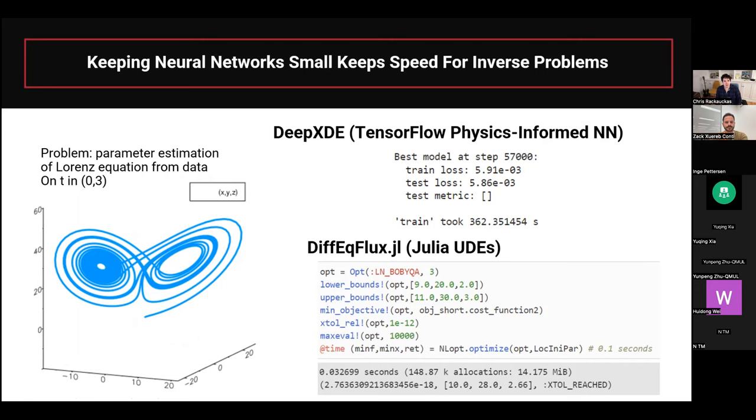So here, for example, I think this is 10,000 times faster than DeepXDE for learning the parameters of a Lorenz equation, right? And that's using the tutorial that's in DeepXDE, right?